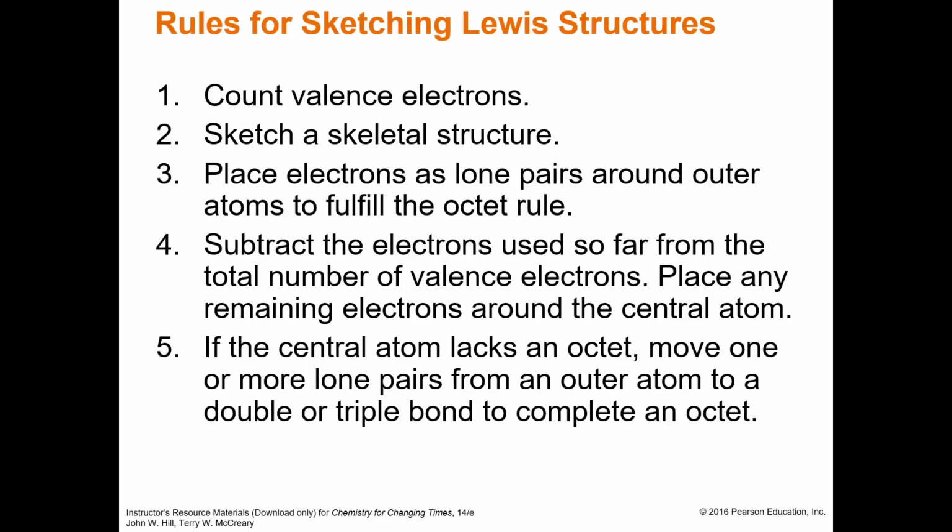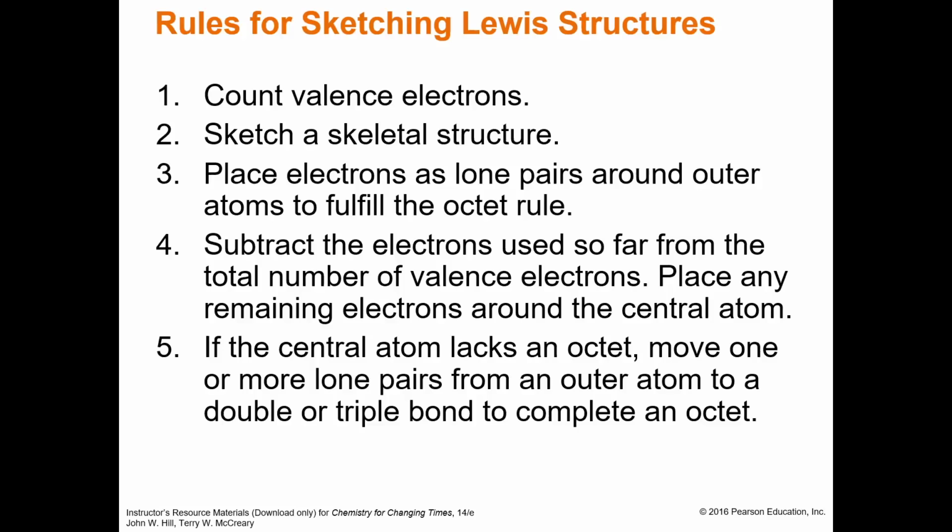So here are the rules for sketching Lewis structures. Rule 1, you always count the valence electrons. What we're going to do is figure out how these connect. That's what a Lewis structure tells you. The first thing we need to figure out is the number of valence electrons. That's the same as the group number. So for example, you have a carbon, you look for carbon and look at the group number. That'll be your number of valence electrons: 4.